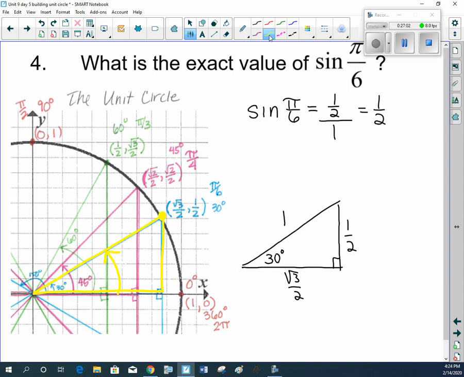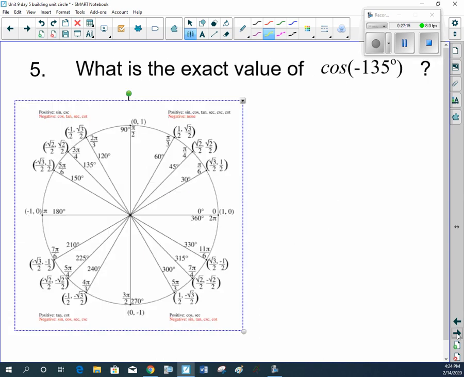So I'm trying to make a connection here. If this answer is a half, how did that relate with this ordered pair over here? There's a half right there. Okay, we're going to try one more, and then we're going to wrap this stuff up. Oh, I think there's a couple more, and then we're going to do a big wrap up of how these values correlate to the ordered pairs. Maybe some of you have already figured it out by now.